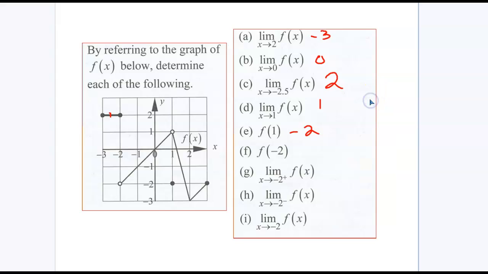F of -2 is saying when the x value is -2, what's the y value? Well, I have to go to the solid dot, and at -2, the solid dot is at +2. Now the limit as x approaches -2 from the positive side means I'm coming from the right side of -2, and that value is approaching -2. As I approach -2 from the left side, the graph is approaching +2. So therefore, the limit as x approaches -2 does not exist. Why? Because the limit from the left does not equal the limit from the right.